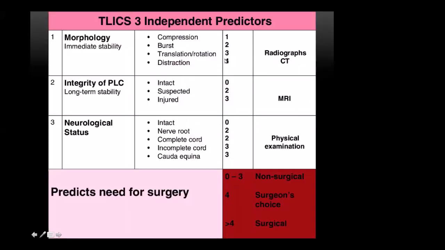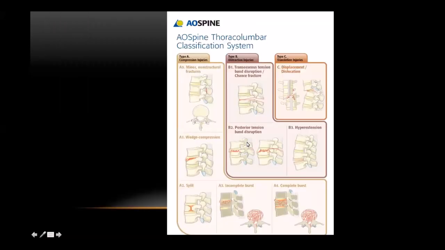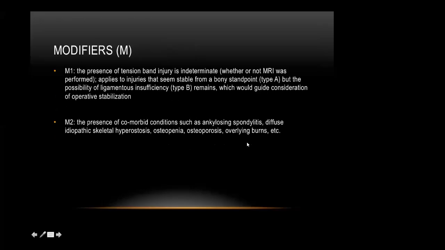And TLICS is compression, burst, translation, distraction, and the posterior tension band, whether it's intact or not. There is a numerical value for everything here, but it's not here. So let's go to the exercise.